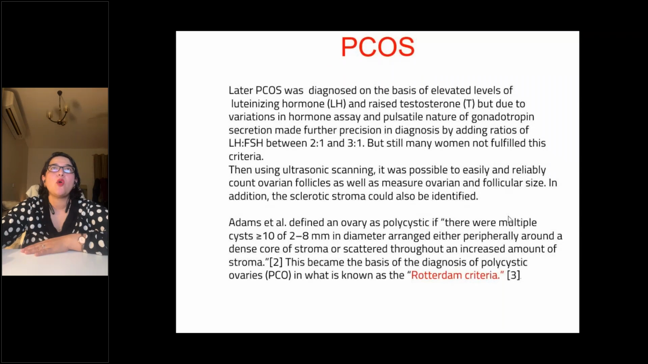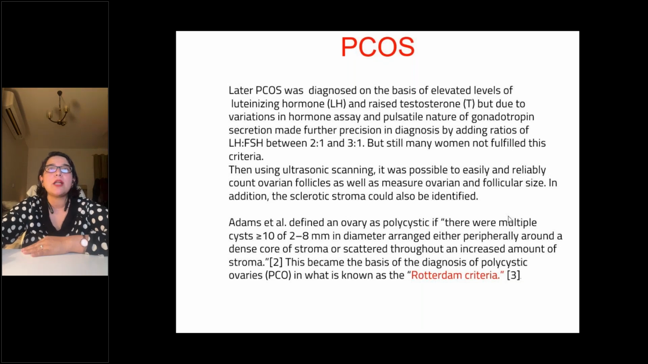Later, polycystic ovary syndrome was diagnosed on the basis of elevated luteinizing hormone, LH, and raised testosterone. But due to variations in hormonal assays and the pulsatile nature of gonadotropin secretion, diagnosis was made more precise by adding the ratio of LH to FSH between 2:1 and 3:1. Still, many women did not fulfil this criterion because of lab to lab variation in the parameters for checking LH and testosterone. Some people consider a 2:1 ratio, some consider 3:1, so there is a lot of variation.